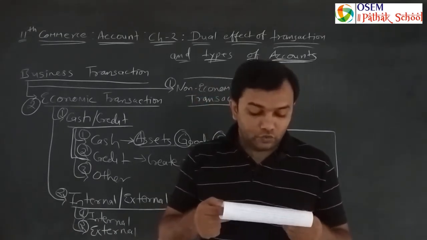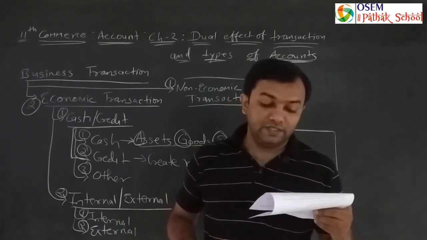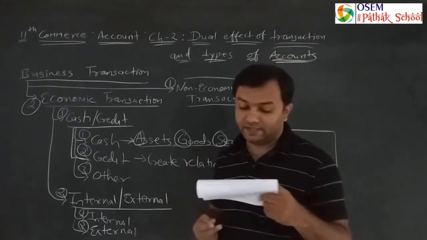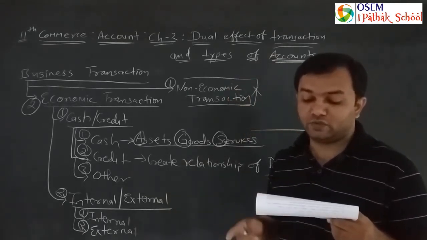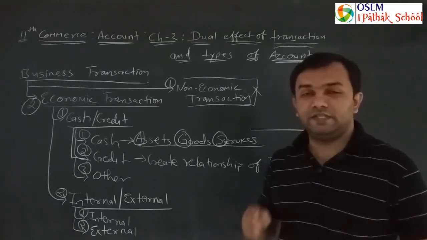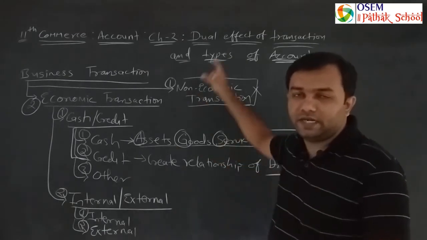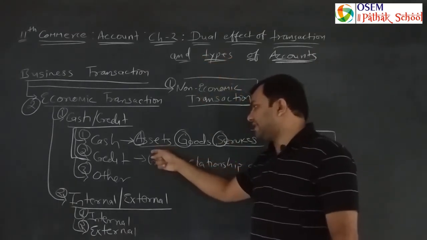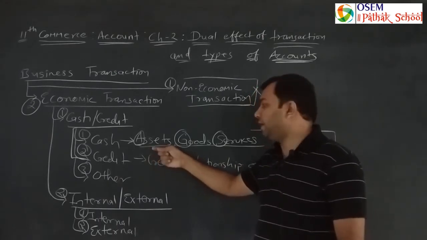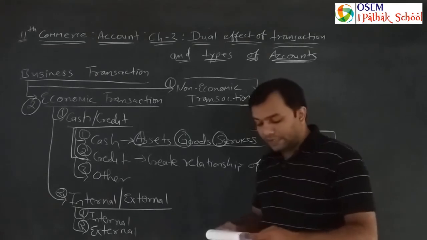A second example is given: a scooter sold for rupees 40,000. Here once more there is an asset transaction: scooter sold for rupees 40,000, asset sold and cash received. Once again there is a dual effect. We are not studying the dual effect right now, but we need to understand the cash transaction for asset. Either you pay for the asset or you receive money for the asset. That is called a cash transaction.